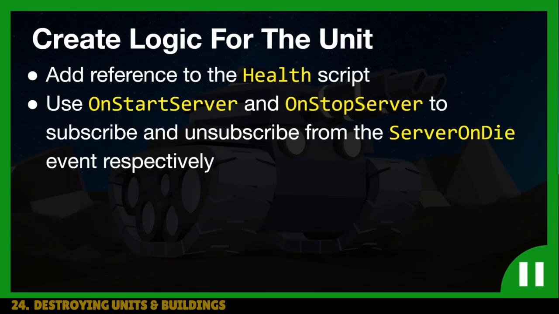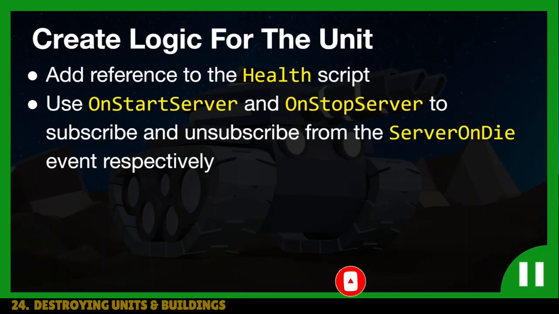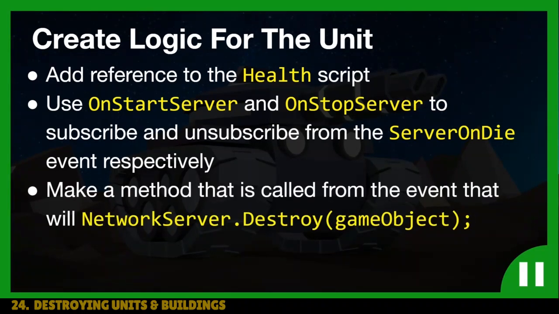Just like we did, you can always look back to the unit spawner script, and it's pretty much the exact same code, because we want those two things to do the same thing, which is just get destroyed when they die. If we need anything specific for either one of them later, we can just add it in. But for now, just getting rid of them is good enough. And then, like I said, make a method that's called from that event, and all it'll do is NetworkServer.Destroy the game object. Have a go, pause the video, and I'll be back in a minute.